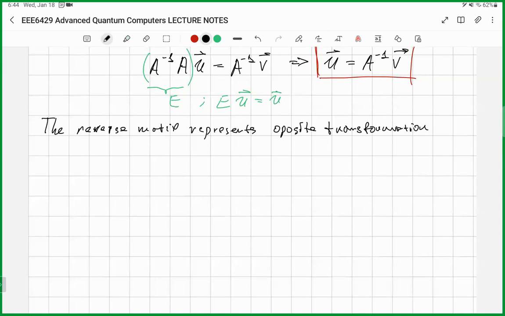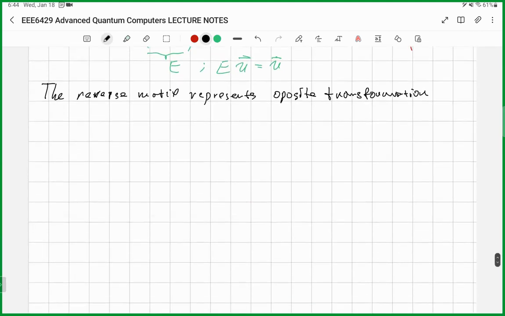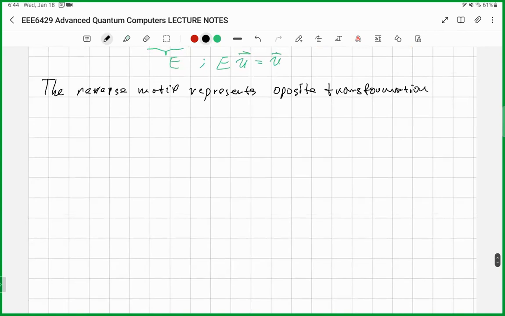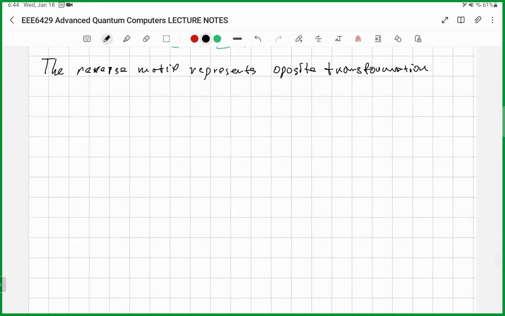So yeah, it's very easy to grasp, right? If a matrix gives some kind of transformation, then the inverse matrix basically gives the opposite transformation. So application of the two returns your system to its initial state.